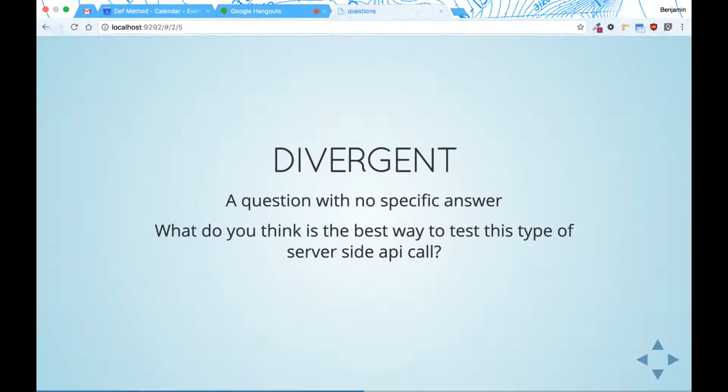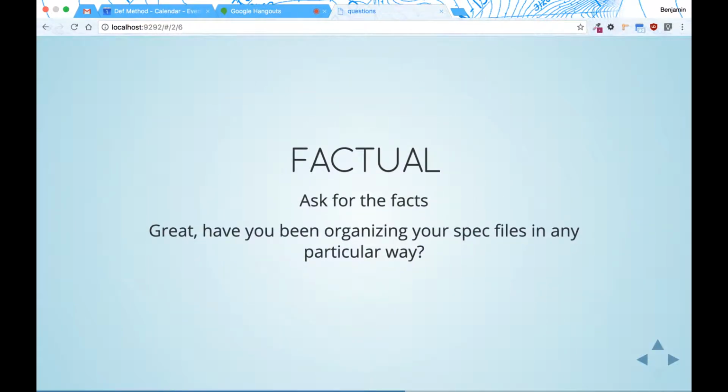And a divergent question is a question with no specific answer, but lets the answerer describe their opinion on something. So again, there's a lot of bleed over between these questions, but a divergent question would be, well, what do you think is the best way to test this type of server-side API call? What do you think is the best way to do this thing? There's no specific yes or no answer, but it lets the person who you're talking to express their opinion in that particular way. A divergent question is usually an open question, and there's a lot of bleed between all of these things. And then factual questions.